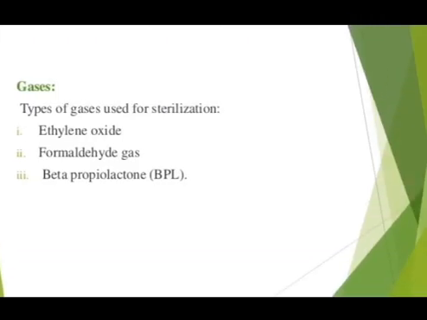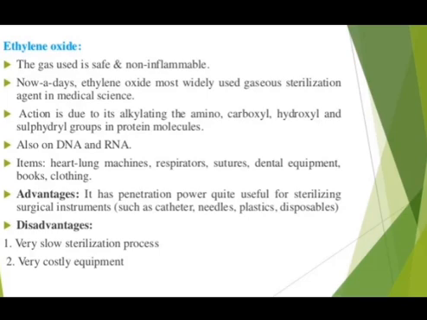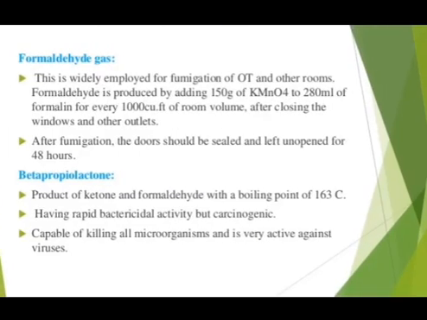Gases. The types of gases used for sterilization are ethylene oxide, formaldehyde, and beta propiolactone. Ethylene oxide is a safe and non-inflammable gas. Nowadays, ethylene oxide is the most widely used gaseous sterilization agent in medical science. Its action is due to alkylating the amino, carboxyl, hydroxyl, and sulfur groups in protein synthesis, and also on the DNA and RNA. The advantage is its penetration power, quite useful for sterilizing surgical instruments such as catheters, needles, plastics, and disposables. The disadvantages are a very slow sterilization process and very costly equipment.